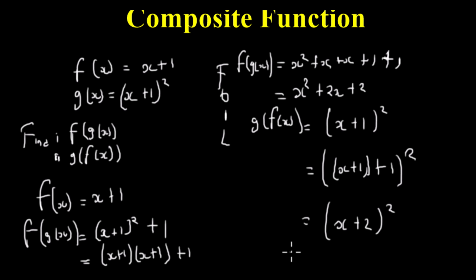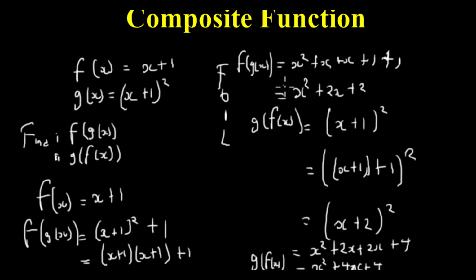So we have x times x, that will give us x squared, x times 2 as plus 2x, plus 2x, and then plus 4. So this is finally equal to x squared plus 4x plus 4. This is g of f of x. All right, so we can see from our solution, f g of x and g of f of x is not the same thing. They don't mean the same thing.